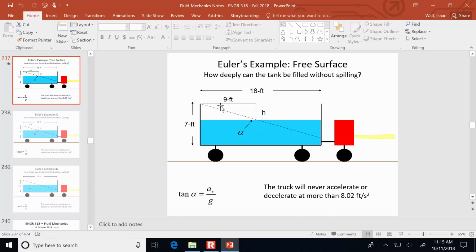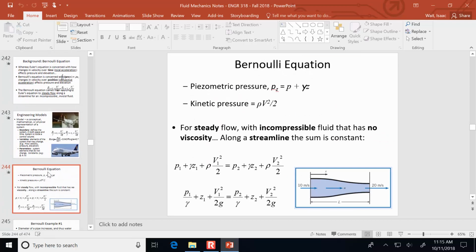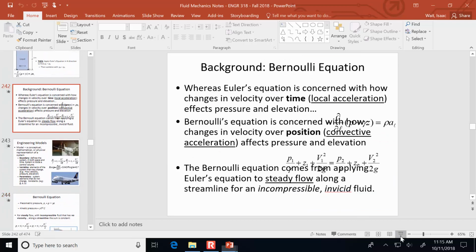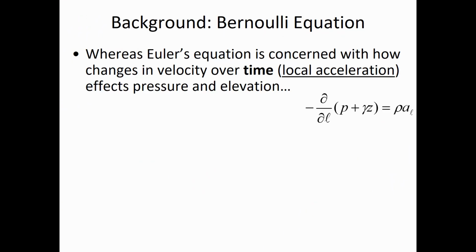So Euler's equation, the point is it predicts not only changes in pressure, but also changes in the liquid elevation. And so it was the piezometric pressure that we're looking at, changes in the piezometric pressure due to local acceleration in some L direction.